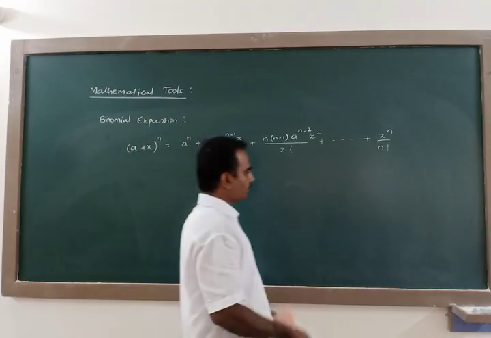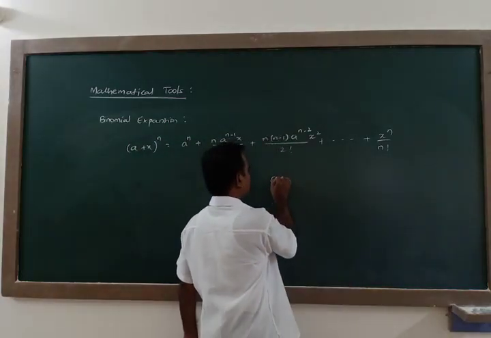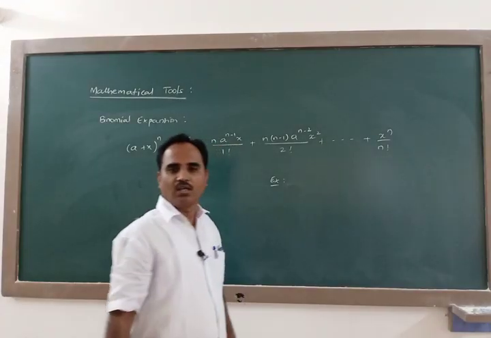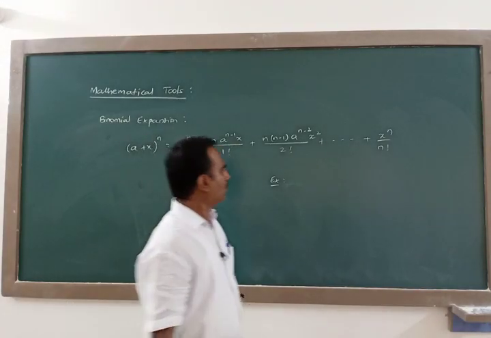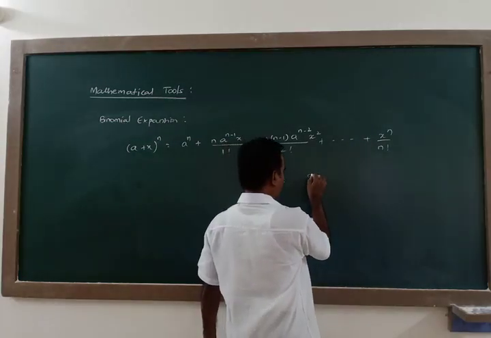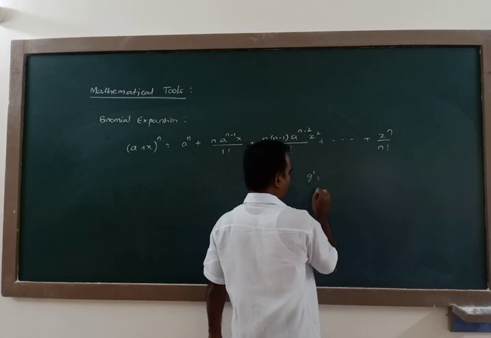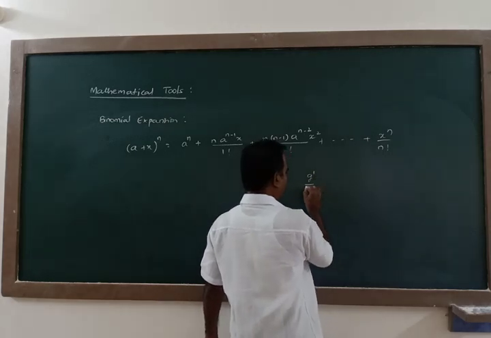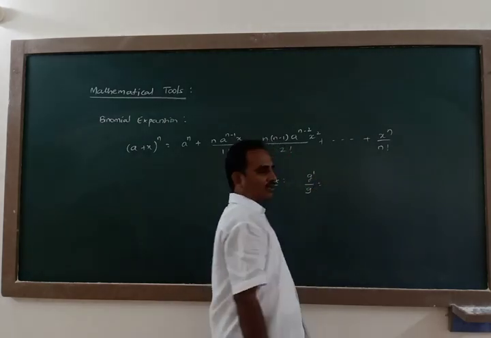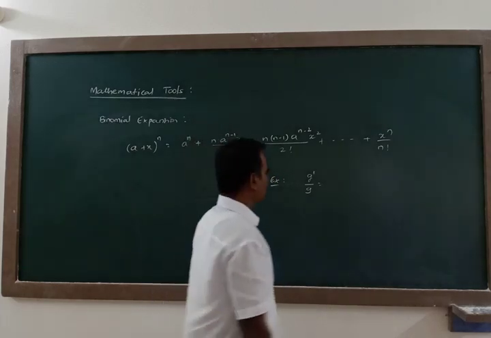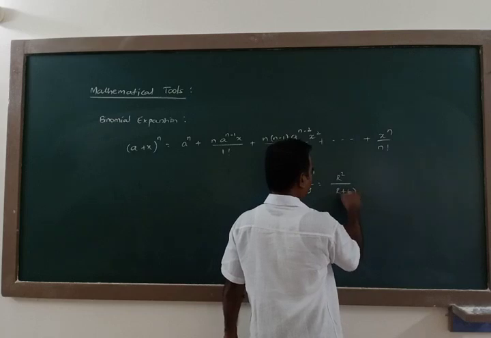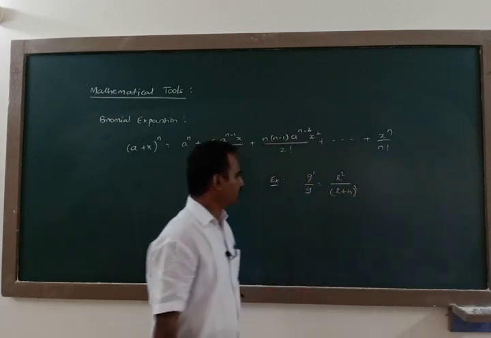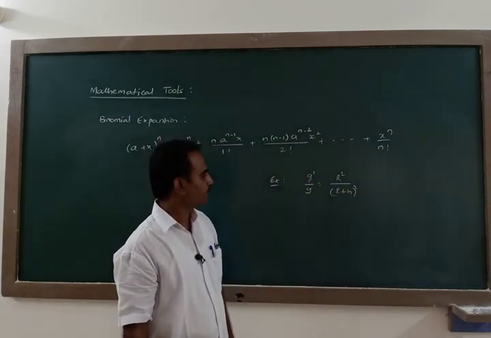For example, in the study of gravitation, you come across this equation: acceleration due to gravity at a height h divided by acceleration due to gravity on the surface of the earth, you get this equation R squared divided by (R + h) whole squared.